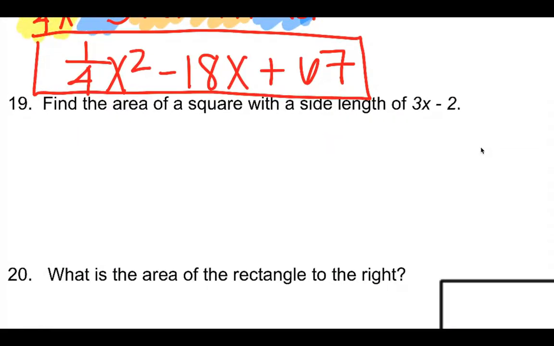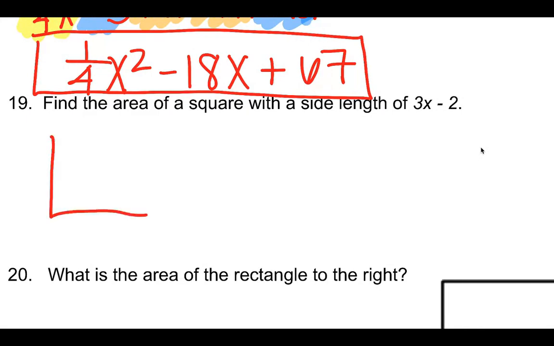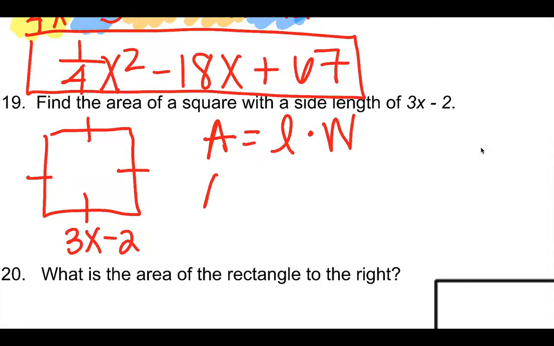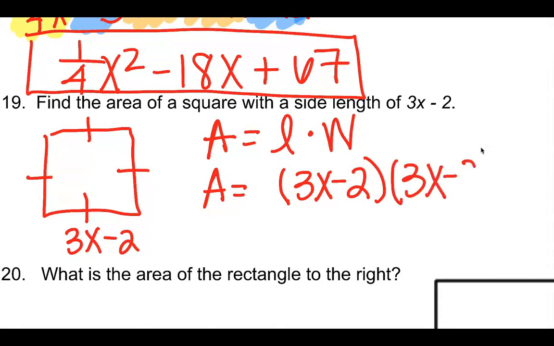Find the area of a square with a side length of 3x minus 2. So in a square, if you remember, if this side's 3x minus 2, then this side's 3x minus 2, this side's 3x minus 2, and this side's 3x minus 2. And area of a square is length times width, but the length and width are the same. So it's really just saying 3x minus 2 times 3x minus 2, right?